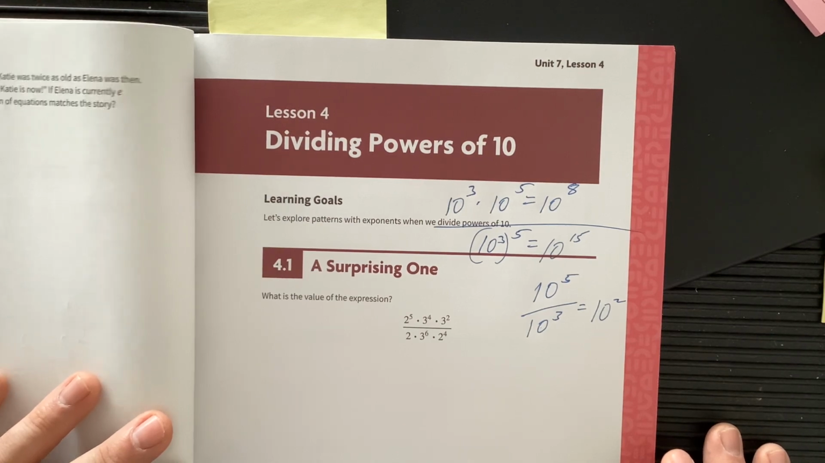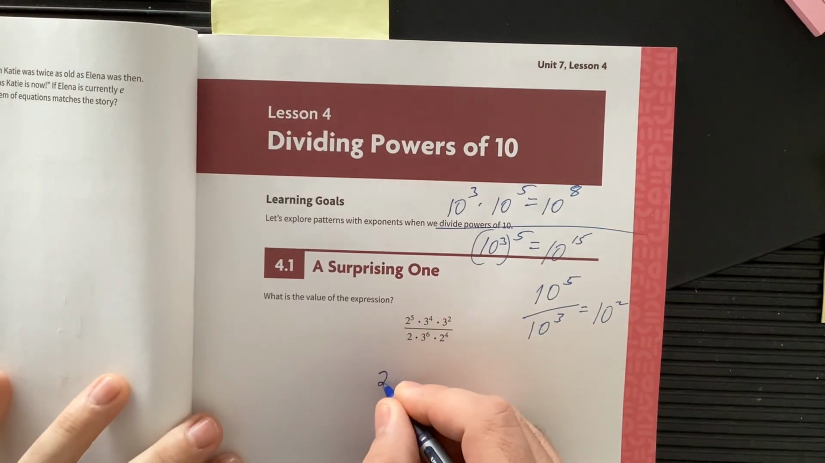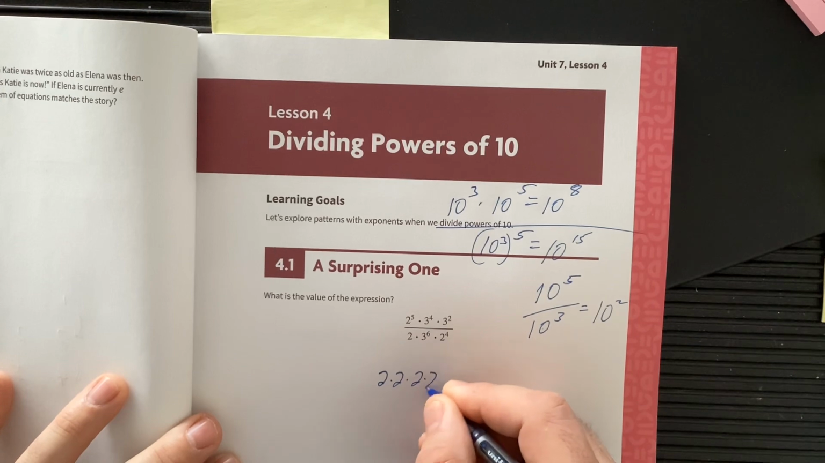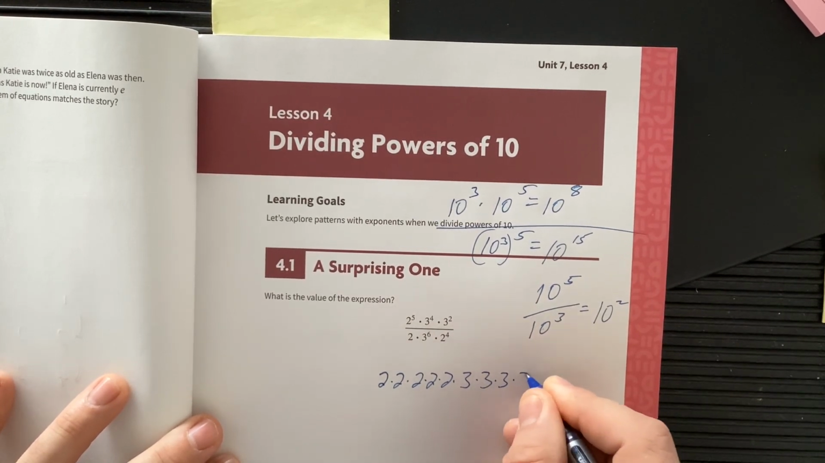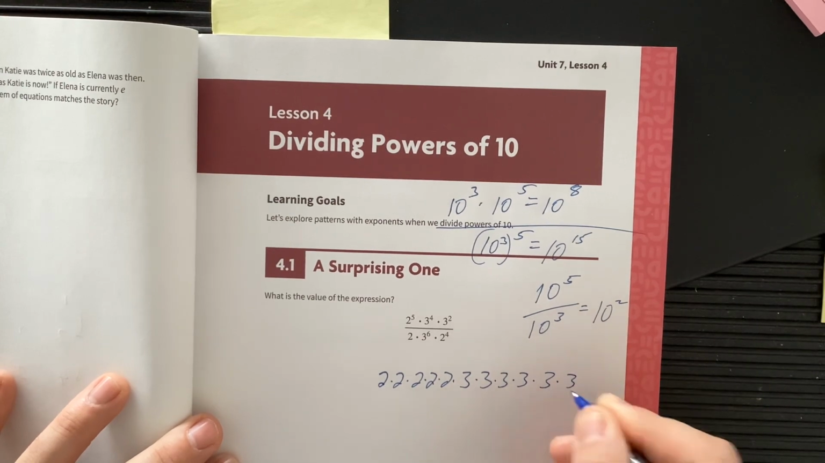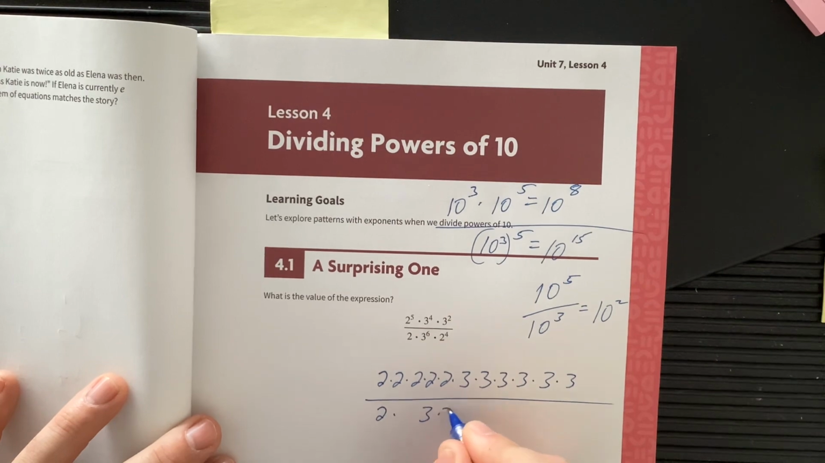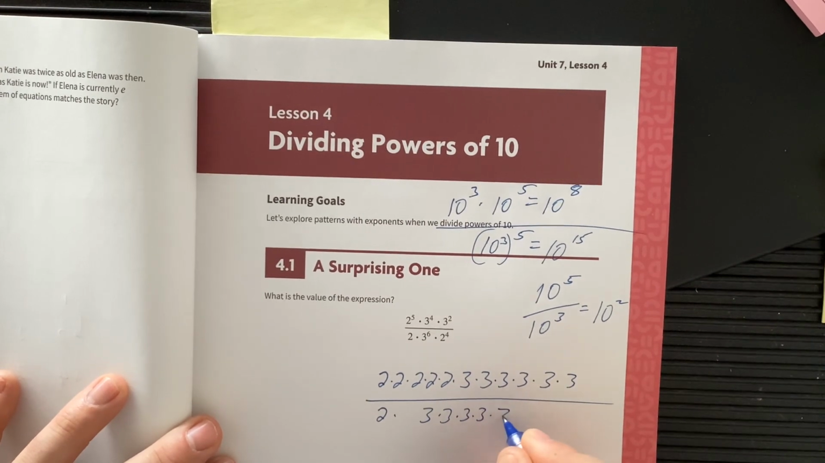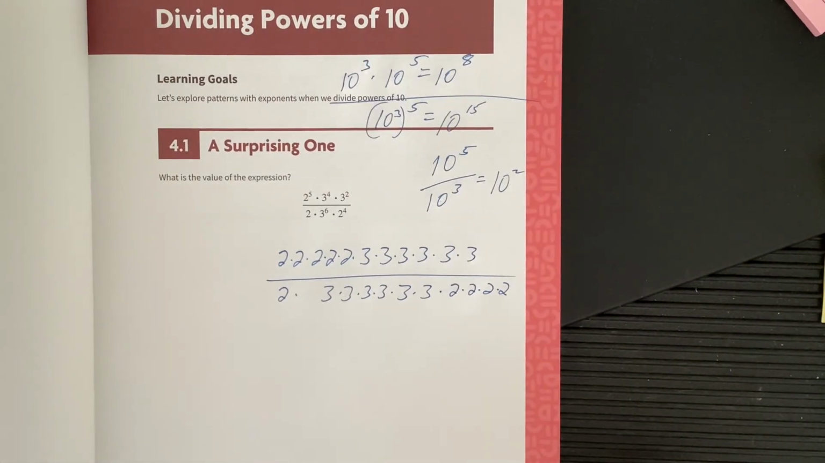Looking at the first question, what is the value of the following expression? Okay, so I have 5 2's on top. If I just write this out, I have 4 3's, and I have 2 3's, and I have a 2, I got 3 6's, and I got 2 more 4's, or 4 more 2's. Seems like a lot, right? I just wrote them out. This is why we use exponents.